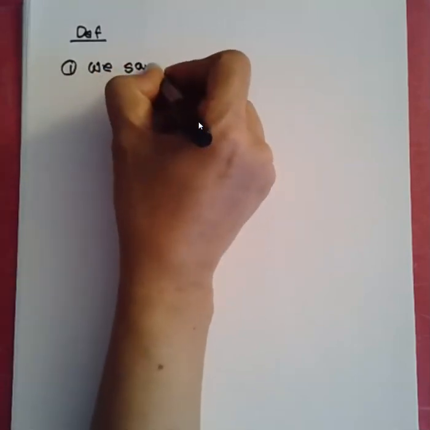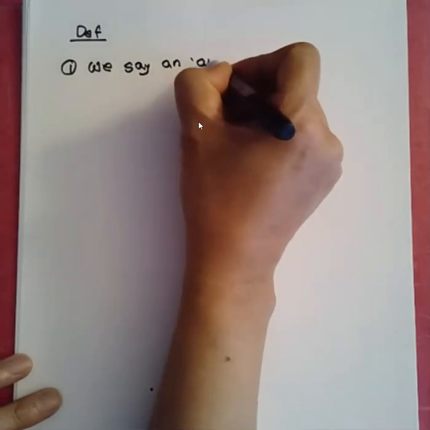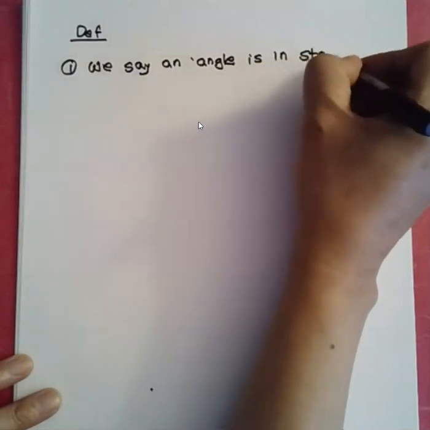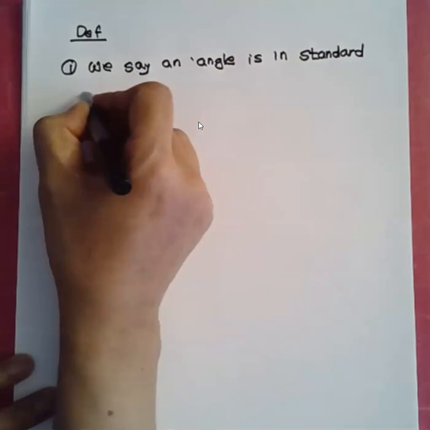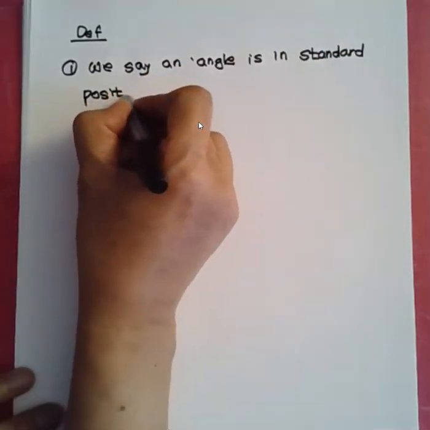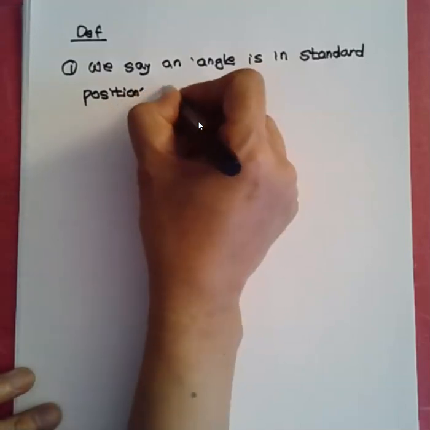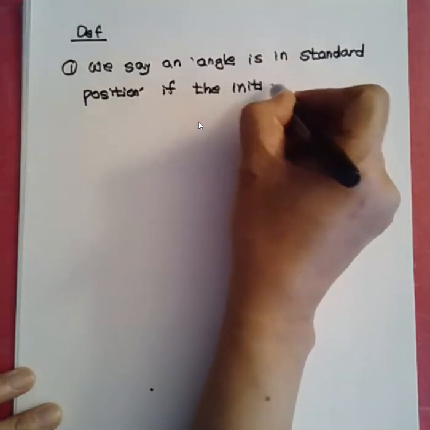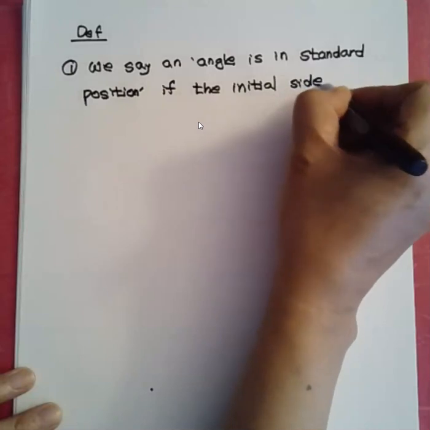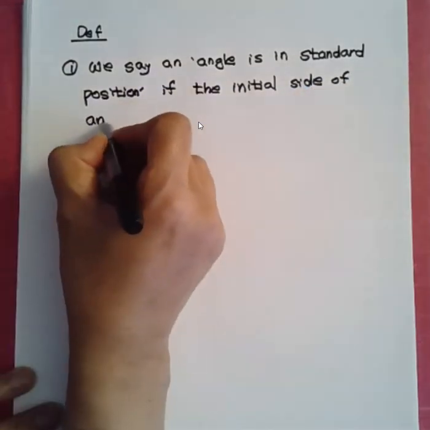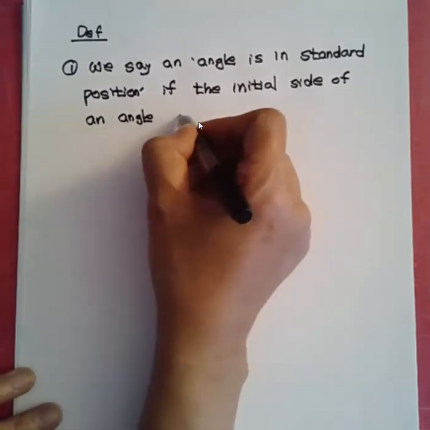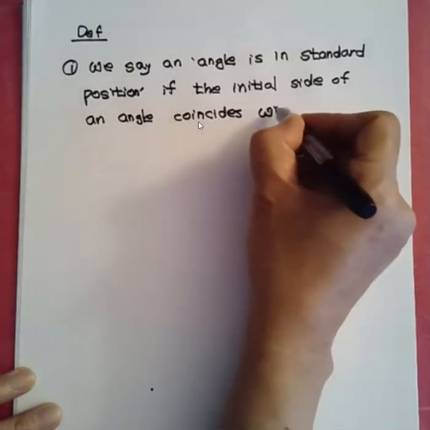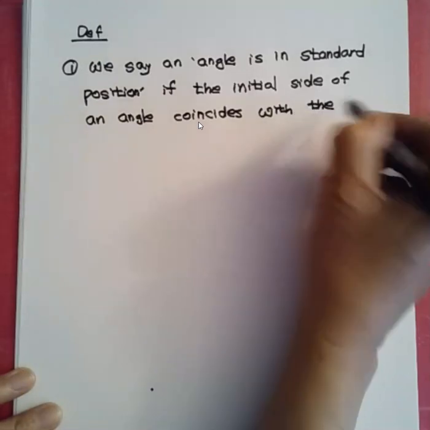We say an angle is in standard position if the initial side of an angle coincides with the positive x-axis.